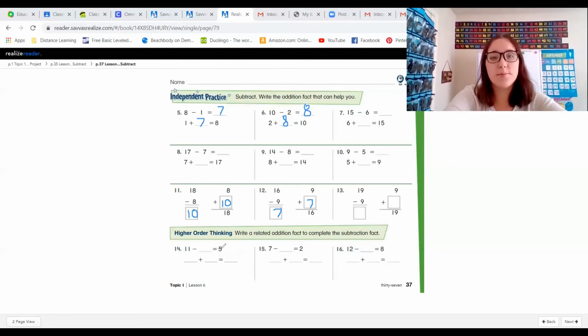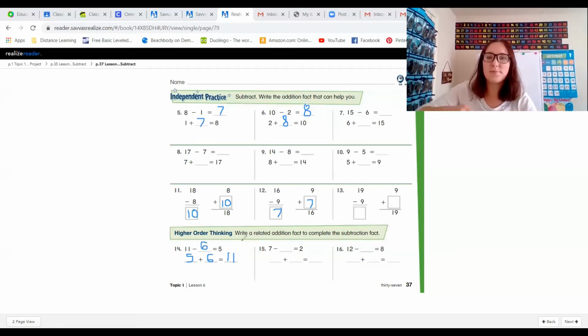So let's look at number 14. 11 minus something equals 5. Okay, so here's what we're going to do. We're going to take our bigger number, and that's going to be our sum on the addition fact. And now we can take our answer to the subtraction problem, and that's going to be one of our add-ins in our addition problem. So now we have 11 minus something equals 5, and 5 plus something equals 11. So 5 plus what equals 11? 6. Which means 11 minus 6 equals 5.